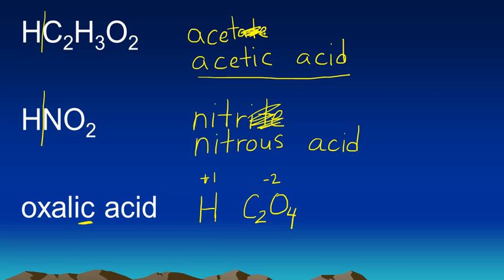So like we did in an earlier lecture, do we look at those charges? Do they cancel out, or do we have to swap them? Well, since the absolute values aren't equal, we have to swap them, so the 2 goes down here. And oxalic acid is H2C2O4. And so here, this is just a brief tutorial on how to name acids.